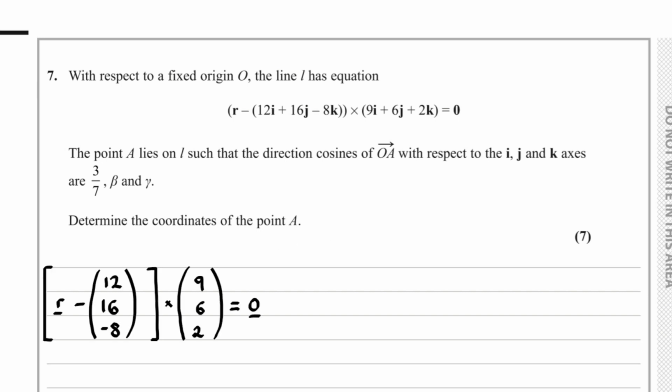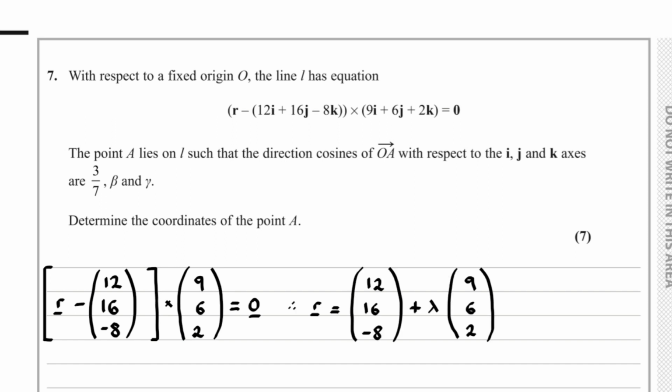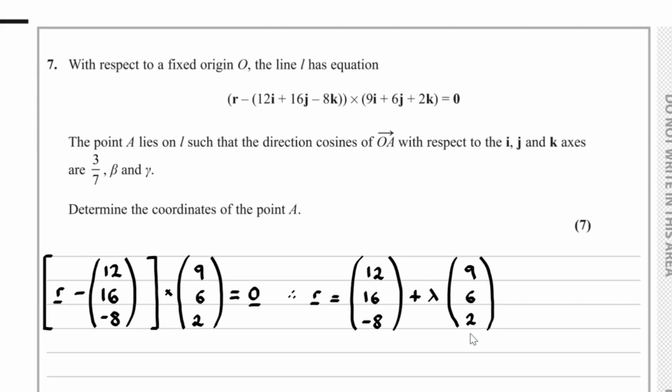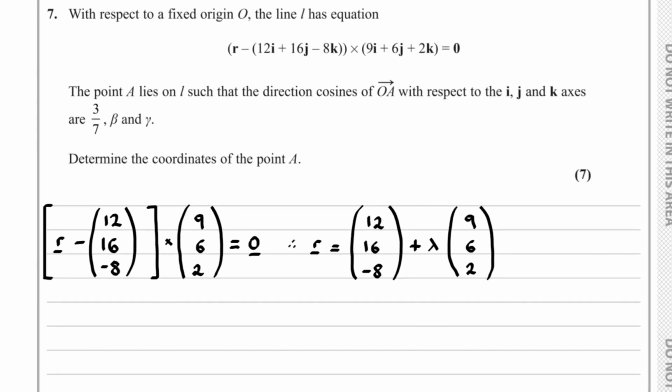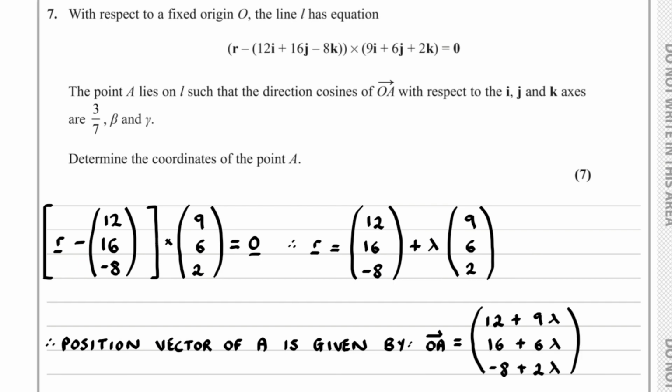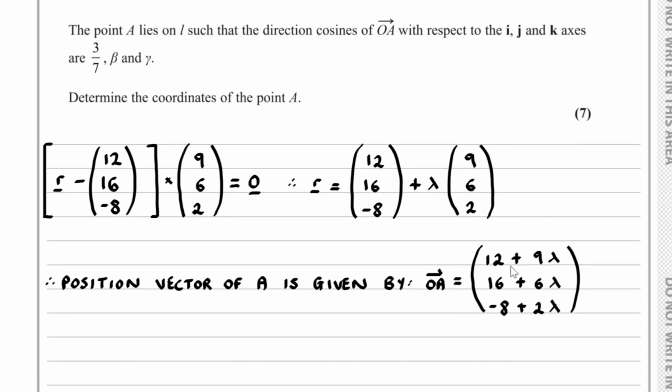First of all, let's rewrite the line L as a column equation. And if we rearrange from here, you can see r is equal to the vector (12, 16, minus 8) plus lambda lots of (9, 6, 2). Now, we can find the position vector of A using the equation here, and that's given by OA equals (12 plus 9 lambda, 16 plus 6 lambda, minus 8 plus 2 lambda).